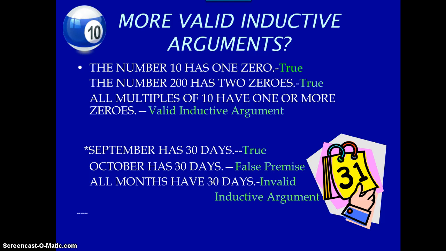That is true. We can't think of any counterexample. If you think of any multiple of 10, there will be at least 1 zero in it. The next one, though, we can think about counterexamples. Yes, September has 30 days. Does October have 30 days? It does not. It has 31. So that tells us that all months do not have 30 days. Okay? You have to consider each of the premises and if they're true.